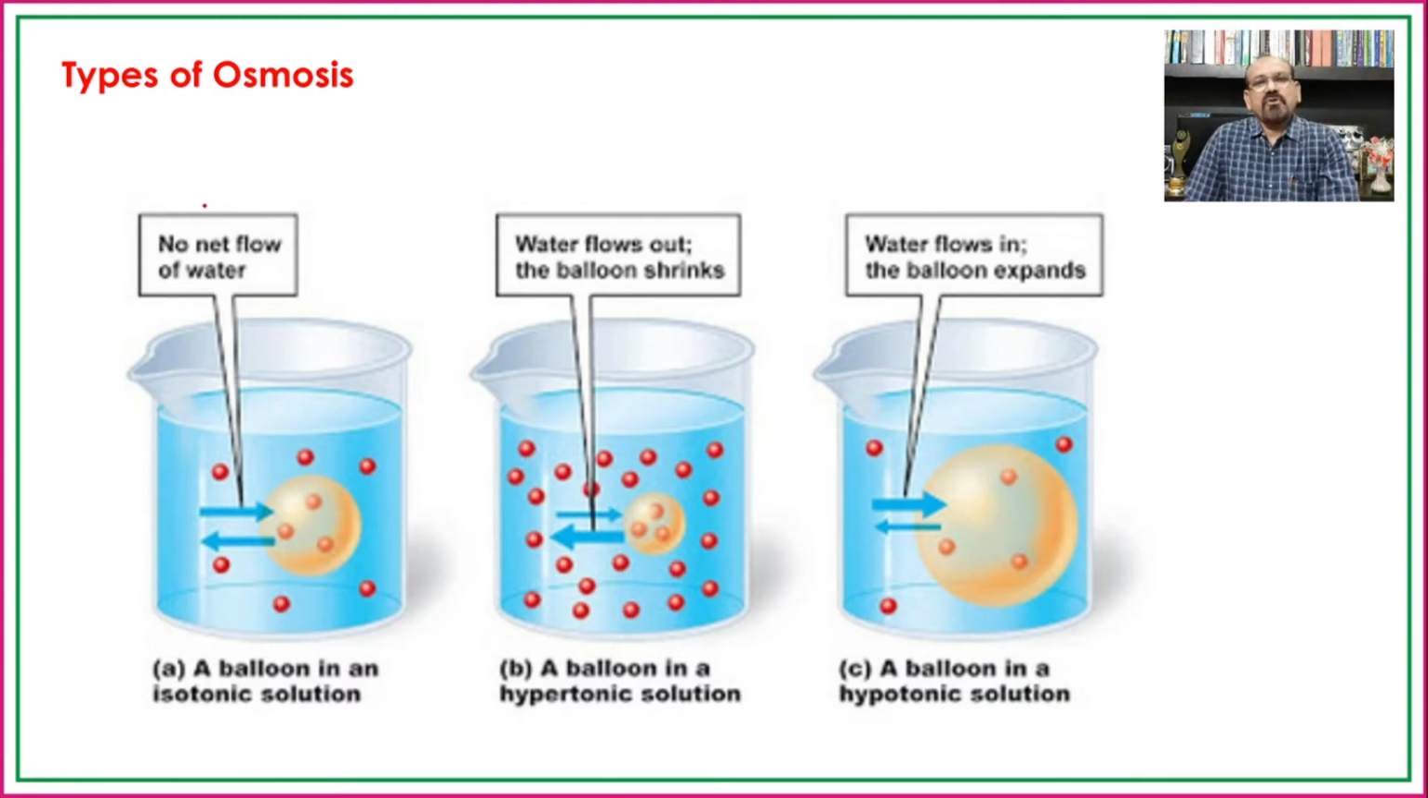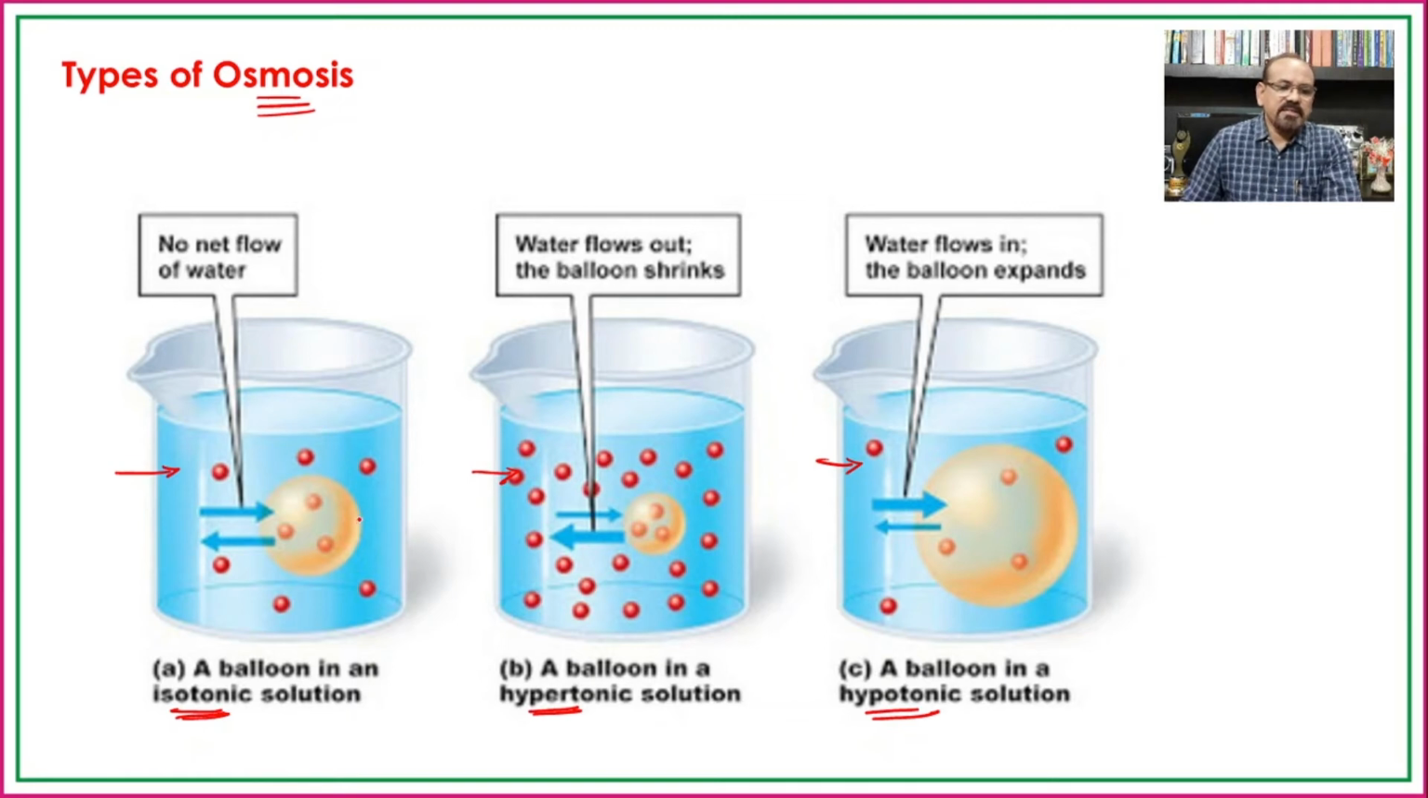Then again, on the basis of the entry of the water inside the cell and outside the cell, there are different types of osmosis, and that can be studied very well by putting different types of cells in solutions of different concentrations. Here we have the different solutions, that is A, which is the isotonic solution, B, which is the hypertonic solution, and C, which is the hypotonic solution. Means here these beakers are filled with the isotonic solution, hypertonic solution and the hypotonic solution respectively.